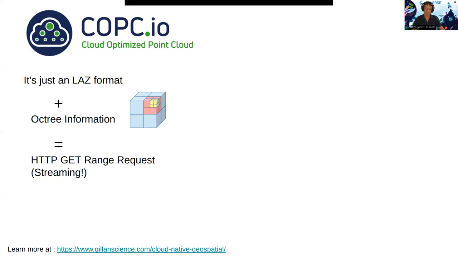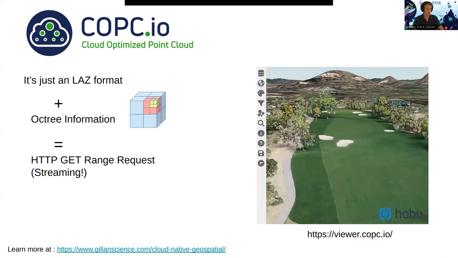So I'd love to thank Howard Butler and his group. They developed the cloud optimized point cloud and then developed this really nice viewer, viewer.copc.io. So you can stream a cloud optimized point cloud directly from anywhere in cloud storage into this viewer, and you can get a great rendered point cloud, and then you can share that point cloud with anyone on the web.